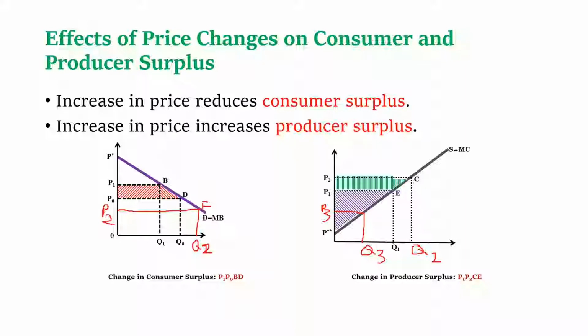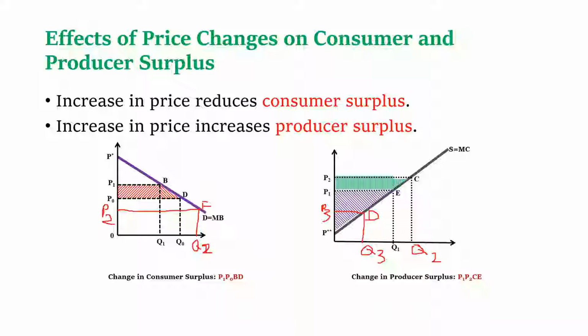So the new producer surplus is now, say, if P star, P3, and let's say this point is D, right? So it is now P star star, P3, and then D. Now notice that this triangle is smaller than the original triangle before the price fall. So a fall in the price will make sellers worse off and then consumers better off.